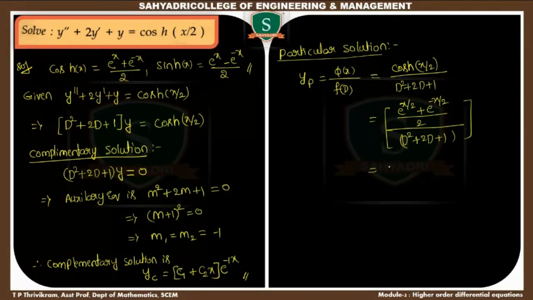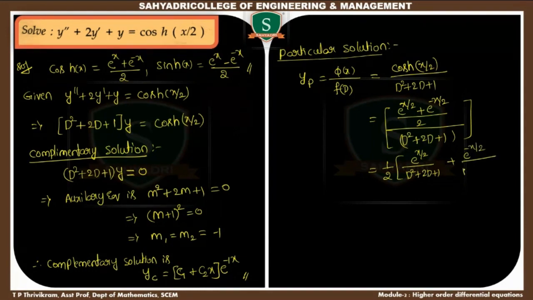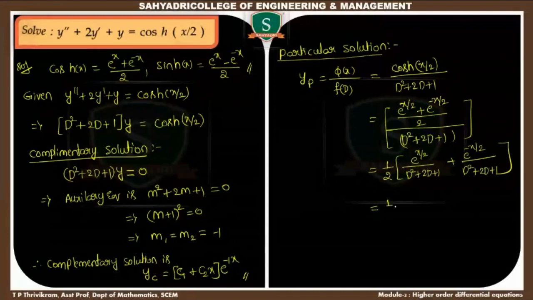So this is equal to 1 by 2 into e power x by 2 divided by D square plus 2D plus 1, I am splitting this, plus e power minus x by 2 divided by D square plus 2D plus 1. So this is equal to 1 by 2 into, what is the coefficient of x in the power?